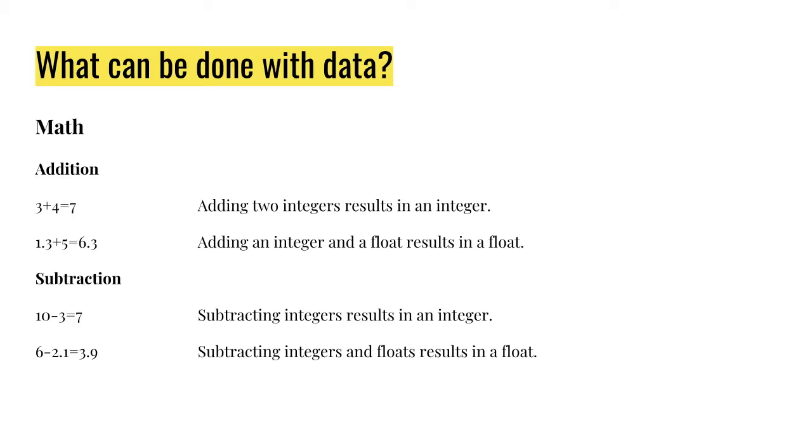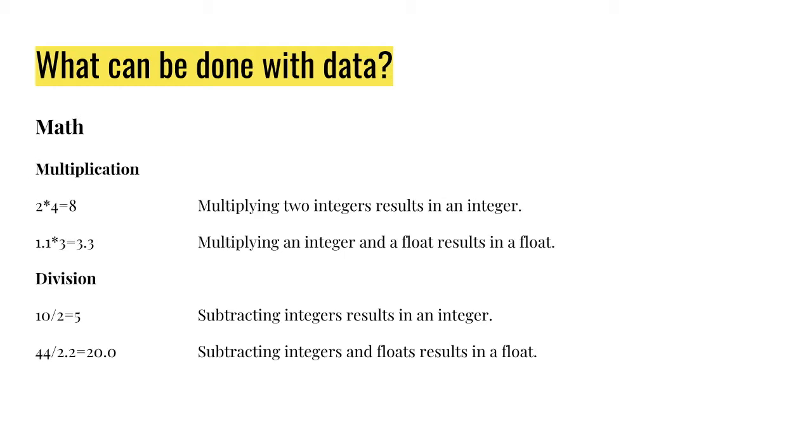Okay? Let's talk about what you can do with numeric data. You can do math. So you can do addition and subtraction. Something to note is that if you are doing math with an integer and a float, your result is going to be a float. And you can see that here with the examples on the screen with 1.3 plus 5 equals 6.3 and 6 minus 2.1 equals 3.9. You can see there that the answer is a floating point number.